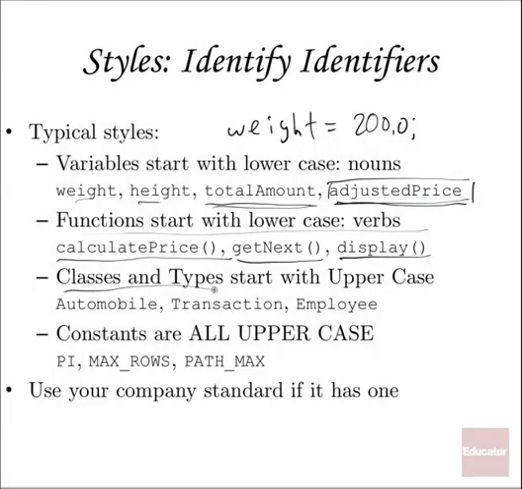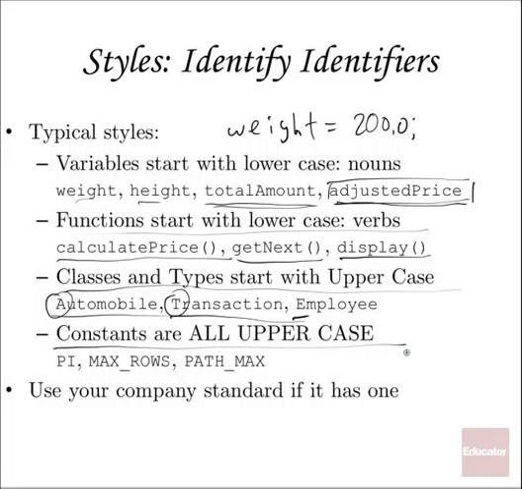When you have classes and types, it's typical to start them with an uppercase letter. So we have an Employee class, which defines a class of variables, defines an object for object-oriented programming. Your Transactions start with a capital T. Automobiles start with a capital A. Now, you don't necessarily have to do this. In some places, they will also have those with lowercase letters. But these are just some styles that are very typical that you might want to adopt or not adopt.